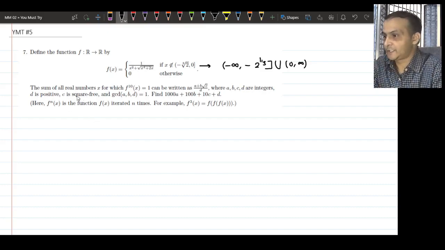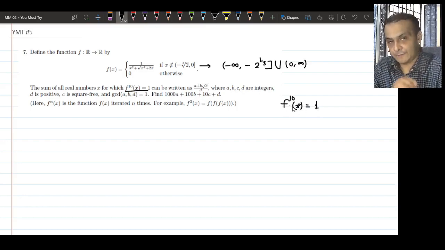And the question simply says the sum of all the real numbers x for which this equation f to the 10 holds, and f to the 10 simply means that there is an iteration of composition of f(x) with itself. How many times? 10 times. So f of f(x) simply means f to the power 2, and f to the power 3 x, and so f to the power 10 x means there is a 10 times iteration of f of f of f and so on. Alright, so this is the equation we have.